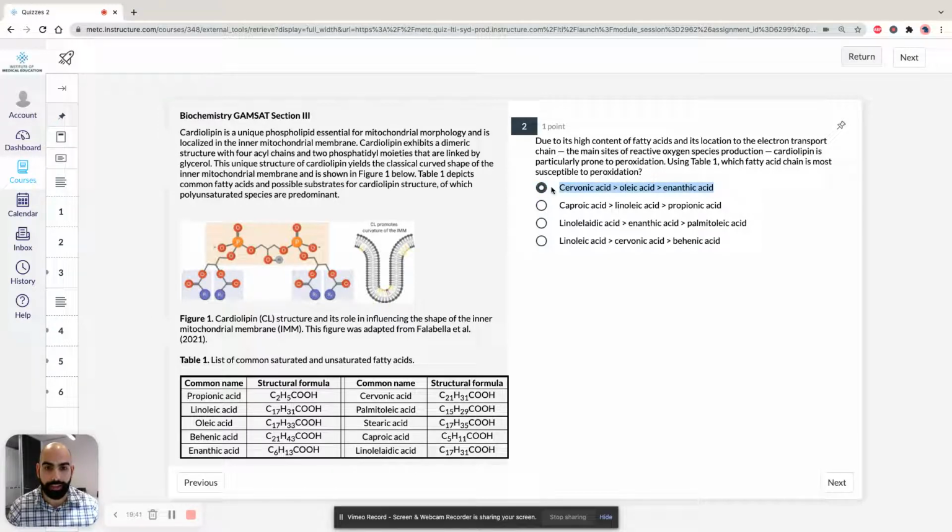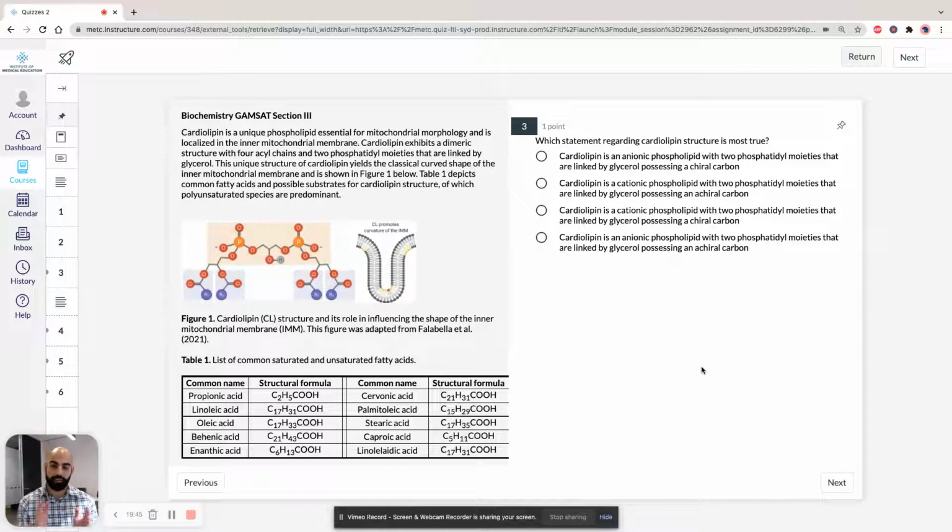So therefore, our answer is A. So final question. Now this one, I love asking this sort of question to students because in the GAMSAT, they love asking these sorts of trick questions. So the question says, read it properly here: which statement regarding cardiolipin is most true?